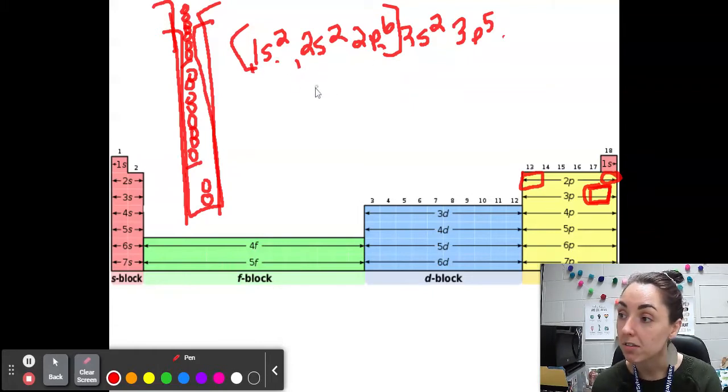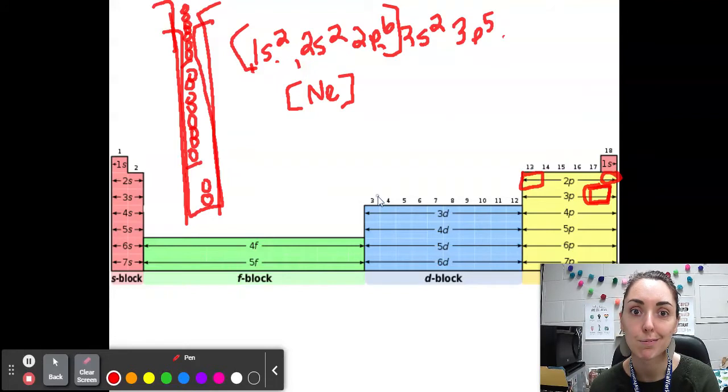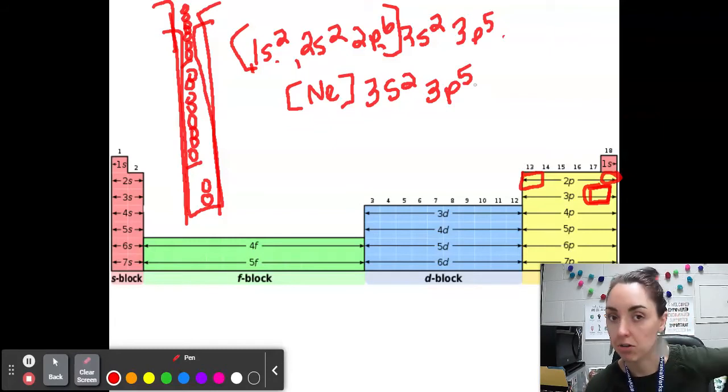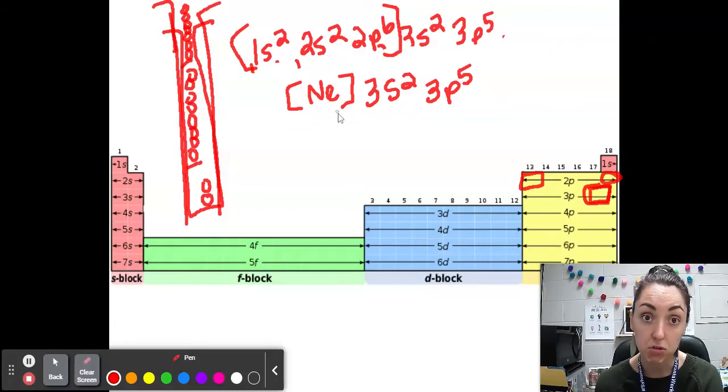Instead of writing out this part, I can just write bracket neon. So I don't have to write 1s2, 2s2, 2p6. I go to neon, and I can start right after neon with 3s2. Right, 3s2, 3p5. And that would be the abbreviated version of that electron configuration. So that's one tool we can use. This is the noble gas shortcut.